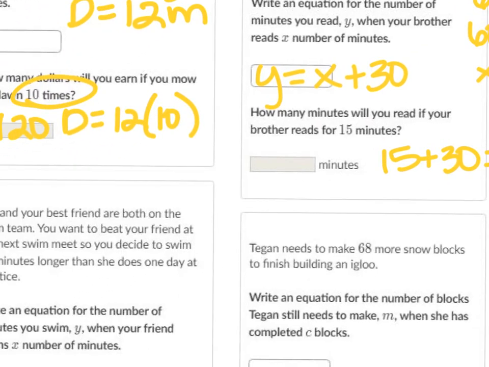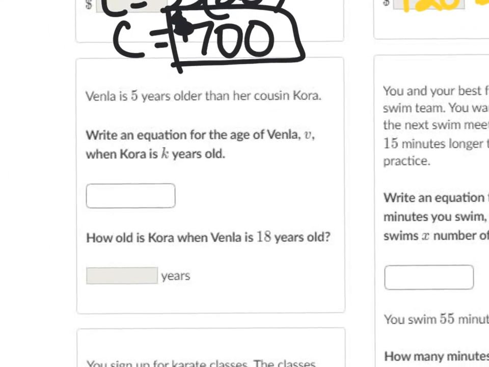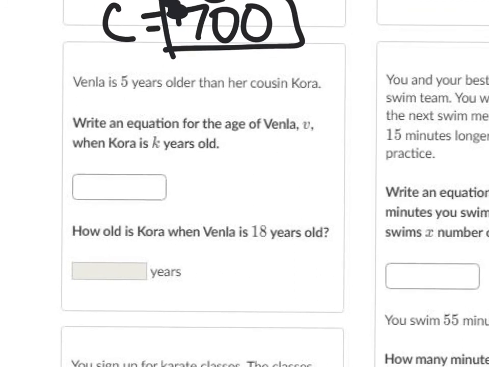Okay? Let's do a couple more of these. Venla is 5 years older than her cousin Cora. Write an equation for the age of Venla, V, when Cora is K years old. So let's just pick random numbers, okay? Let's say her cousin Cora is 7. Then if Venla is 5 years older, she would be 12. Does that make sense? When you put it in, use lowercase. If they have lowercase v, use lowercase v. So V is going to be Cora's age plus 5.